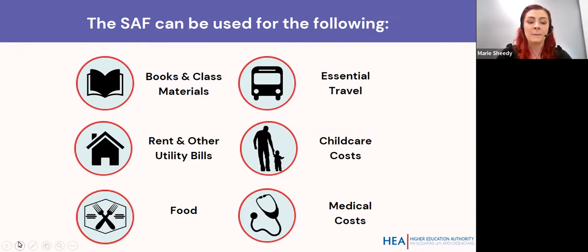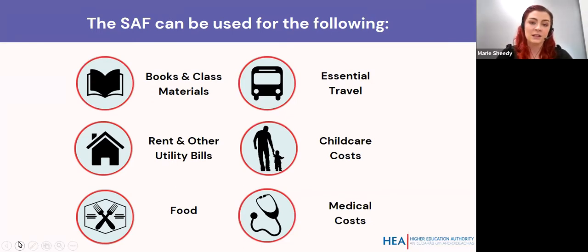So if you've bought a laptop or need to purchase one, you can apply for financial support for that from the SAF. Other things like lab coats for any students that have had to buy lab coats, and obviously books then and other materials like stationery and printing costs, they are books and class material expenses. Essential travel then applies to public transport, whether it's trains or buses to and from college, or if you run your own car. So if you have fuel receipts, tax and insurance, and if you are paying them yourself, they can be considered for Student Assistance Fund support.